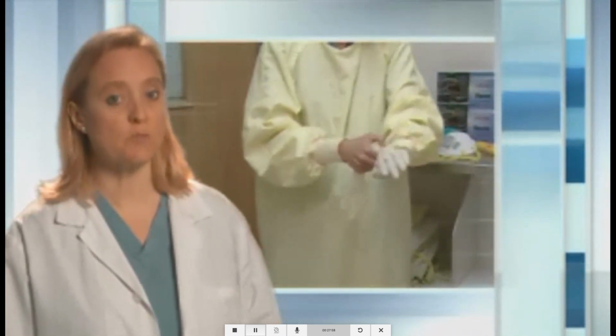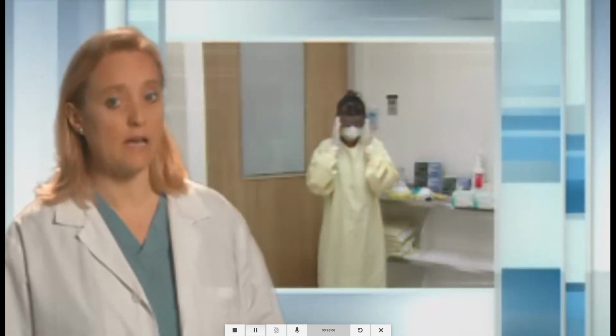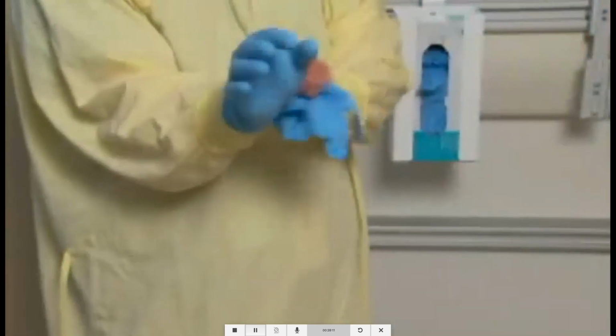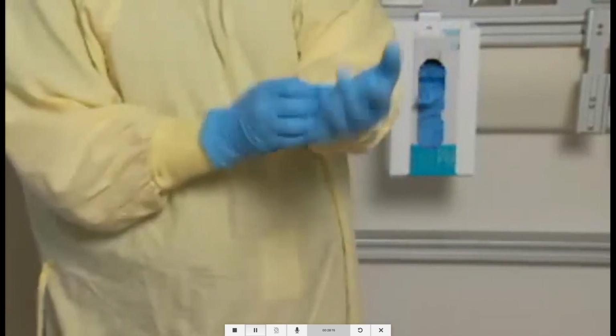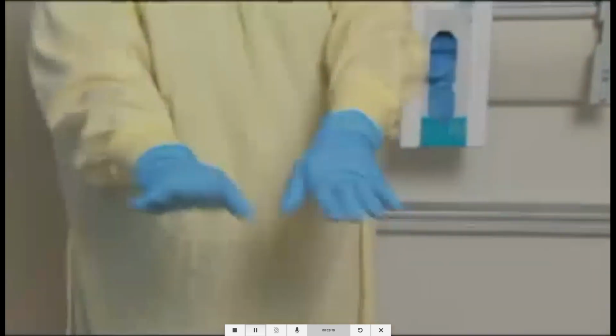Gloves should be changed between patients and between care activities on the same patient. Do not reuse or wash gloves. Any gloves that rip, leak, or become contaminated should be changed as soon as possible. Make sure that the gloves cover the cuff of the gown. Remember, gloves are an additional measure to prevent disease transmission and never a substitute for hand hygiene.